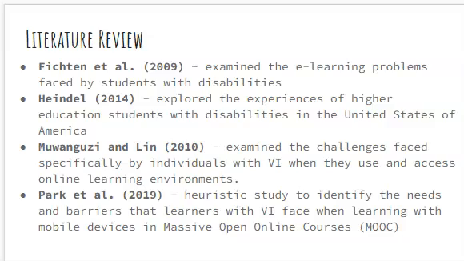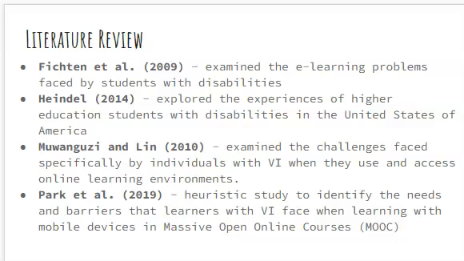While Fichten and Heindel talked about students with disabilities in general, Mwanguzi and Lin, 2010, examined the challenges faced specifically by individuals with VI when they use and access online learning environments. Based on the results of that study, students who are blind experienced several accessibility and usability challenges with Blackboard, which was the course management system used earlier, which impeded their academic success.